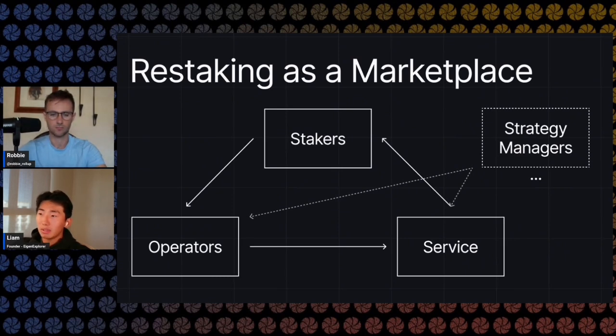And on top of this, the restaking space right now is actually incubating another very important role that I think people tend to generalize a little bit: the strategy managers, right?